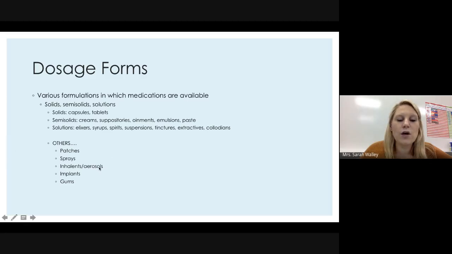Inhalants and aerosols, those are going to be like your inhalers. If you have asthma, something like that, that's a very common inhalant that you're going to inhale into your lungs. Implants, these are things that go in your skin. Like birth control implants are a big thing. They go under your skin. It's like the size of a grain of rice, and it's supposed to work for a few years. And I think Implanon, which goes into your uterus, an IUD, is also considered an implant. And then gums. A lot of gums out there are for things like anti-smoking, nicotine gum. So those are examples of all of those, okay?